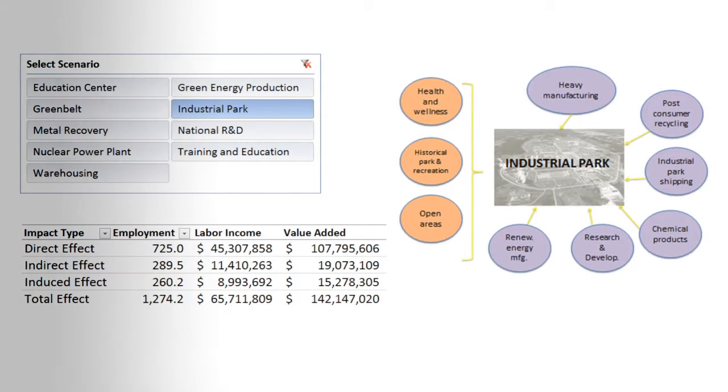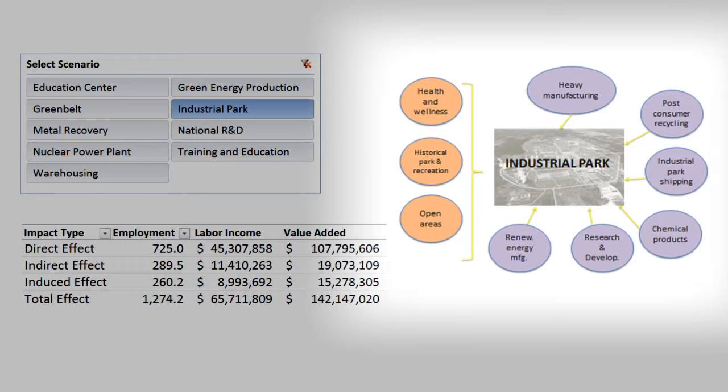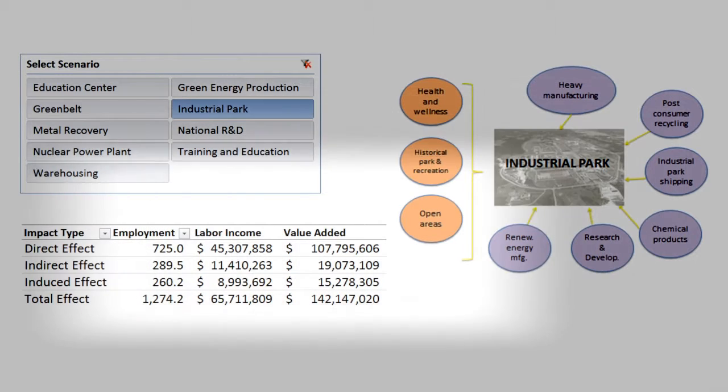Industrial park includes various components. You can see there is a heavy manufacturing component, there is a post-consumer recycling component, and there are things related to green and renewable energy manufacturing and research and development. It's a very diverse component which includes many different activities. Again, effects tend to be very high if we look at the total effect in terms of employment. So you can see it's almost 1,275 jobs in terms of employment, $65.7 million in labor income, and $142 million in value added.